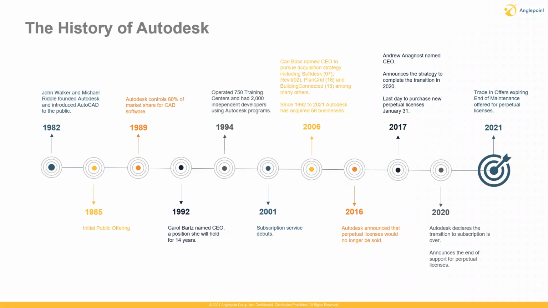They were firmly a PC software company who created CAD software, which was a big part of their selling point during the IPO in 1985. By 1989, Autodesk controlled over 60% of the market share for CAD software, which increased significantly. So that is an incredible feat.